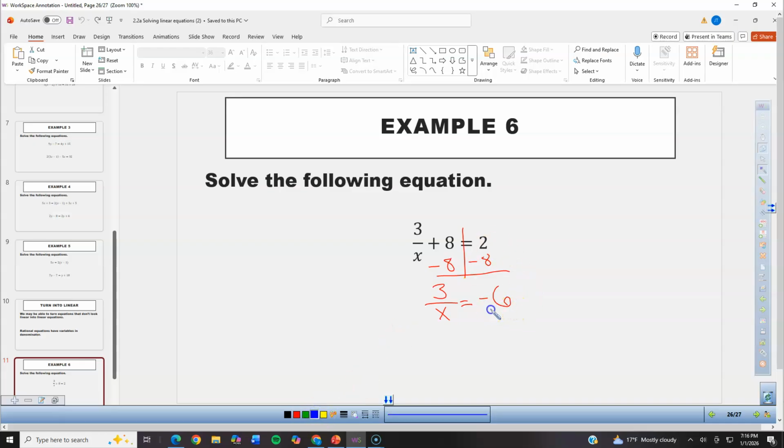Now I'm going to bring up something from a long time ago. I can make that negative 6 over 1. I can cross multiply, right? Cross multiply to get negative 6x equals 3 times 1. Divide by negative 6. You get x equals negative a half, or negative 0.5 if you're plugging this in Moodle. That takes decimals. All right, so that's not so bad. If x is on the bottom, just cross multiply. Get it out of there.